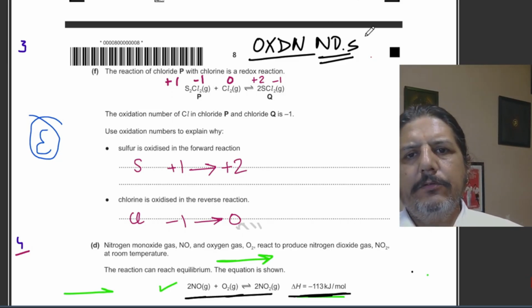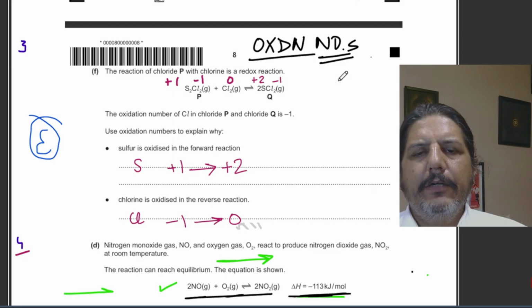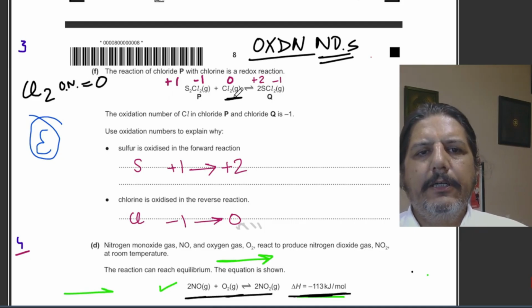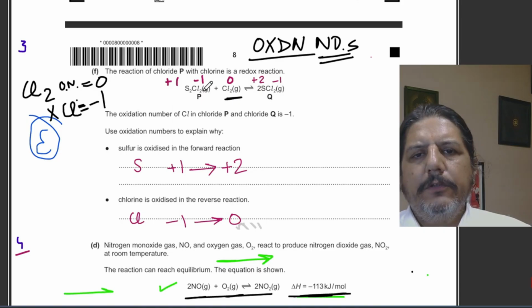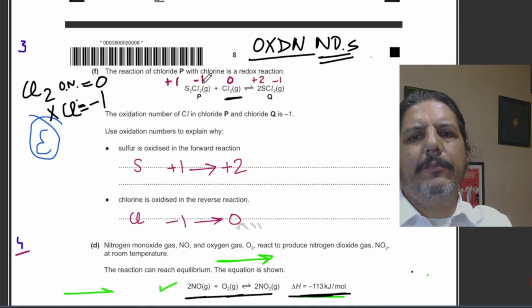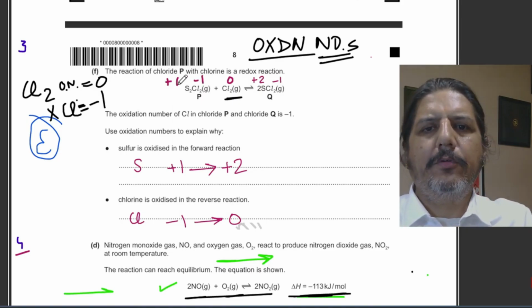So in this case, we are very sure that whenever chlorine is in the free state, the oxidation number would be 0. That is what I have written here. And whenever chlorine is in combined state, like XCl, XCl2, the oxidation number will be -1. So for halogens, the oxidation number would be -1. So here if you see S2Cl2, Cl has an oxidation number of -1. Sulfur has an oxidation number of +1.